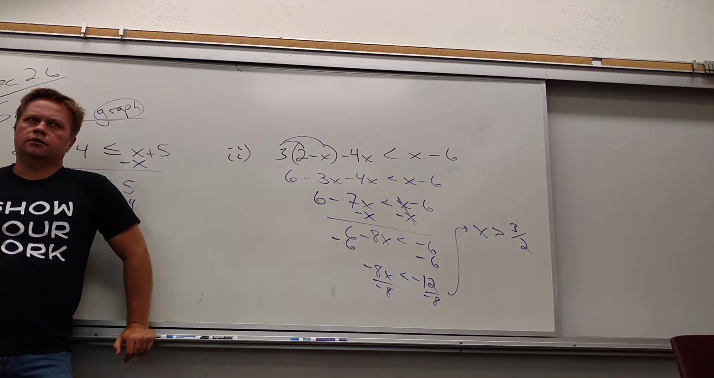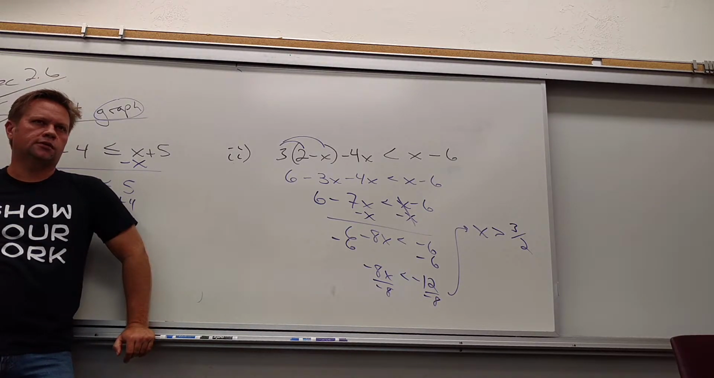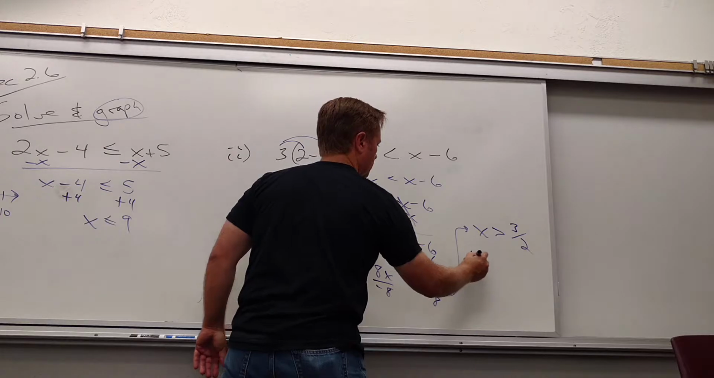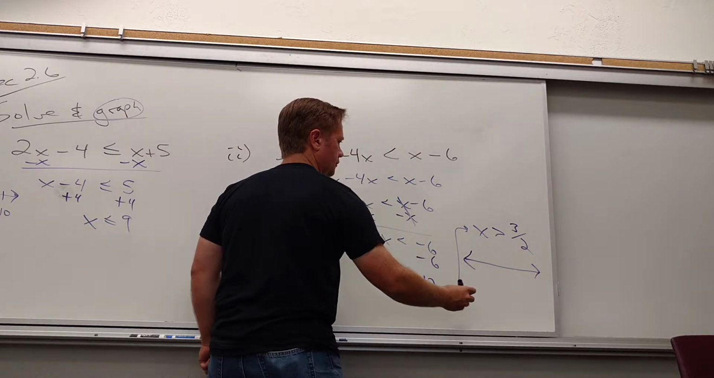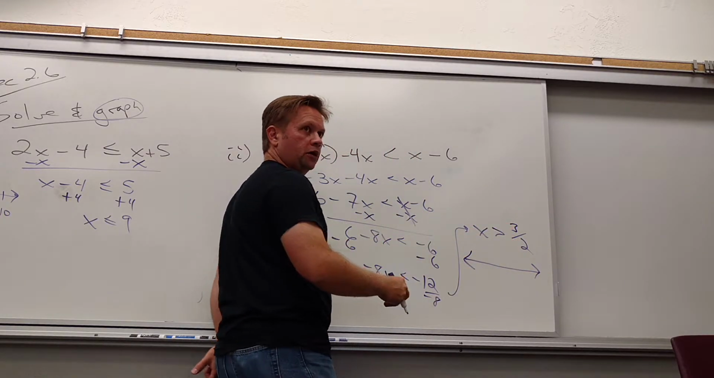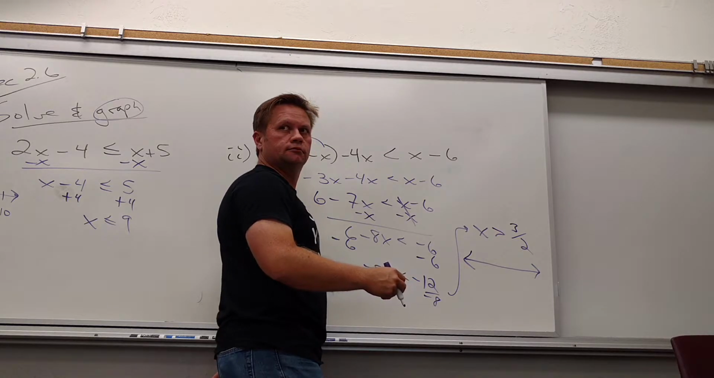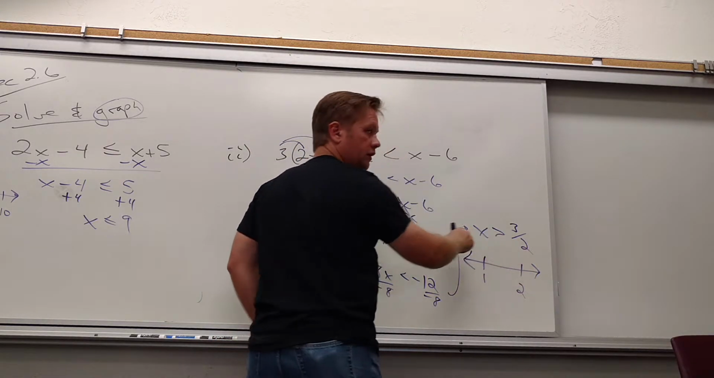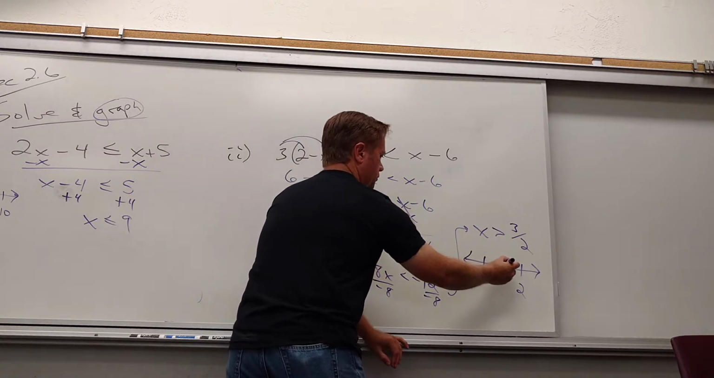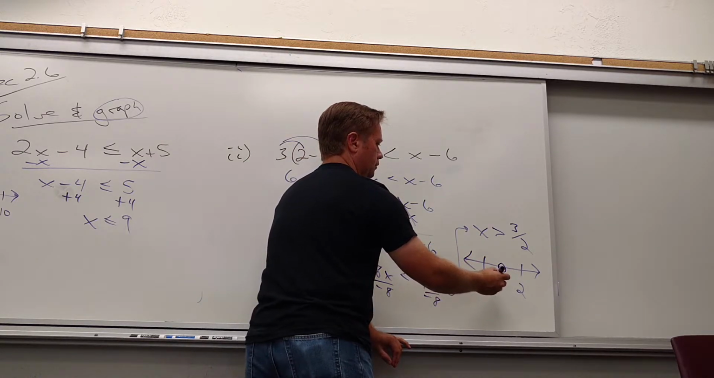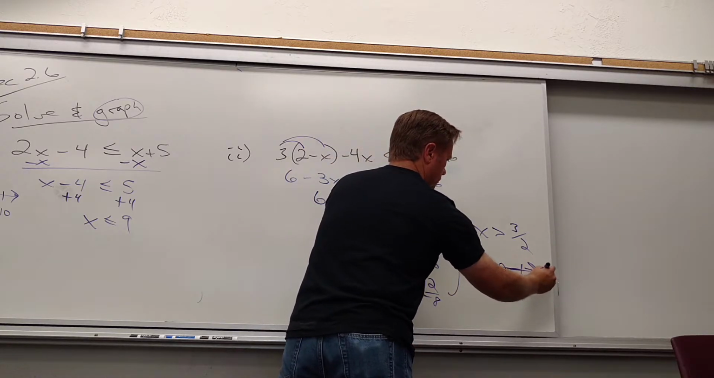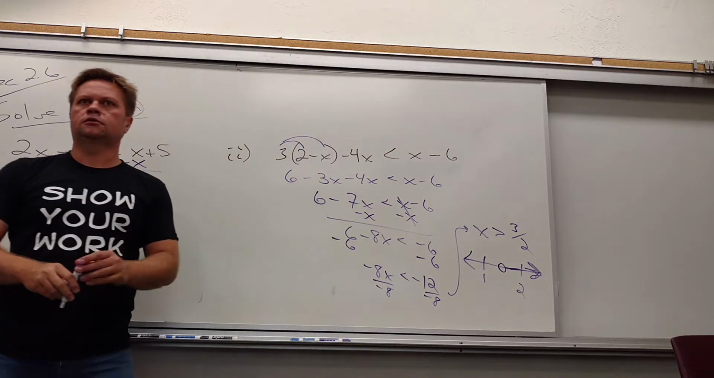I'm going to stop there for a second. And then how do I graph that? 3/2 is in between what? 1 and 2, right? Because it's 1.5, right? So you're going to put an open circle, I like it, and then shade to the right. Is this pointed to the right?